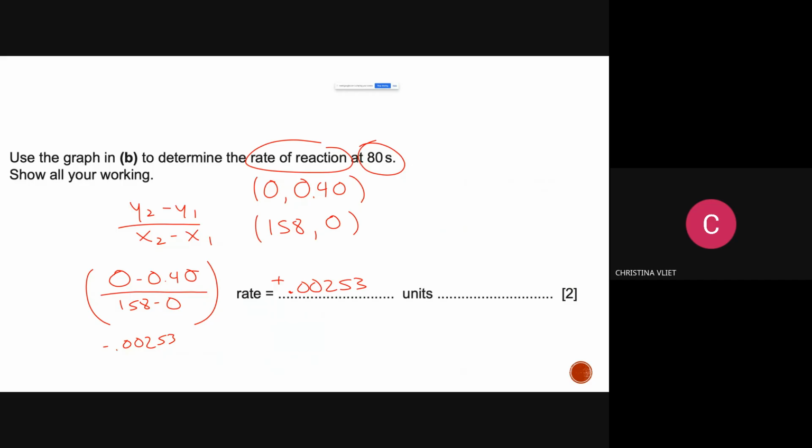All right, what about the units? What would be the units of rate? They're always the same. Change in concentration over change in time. So mol dm^-3 s^-1. 1 mark for the unit. 1 mark for the calculation of the rate. Correct.